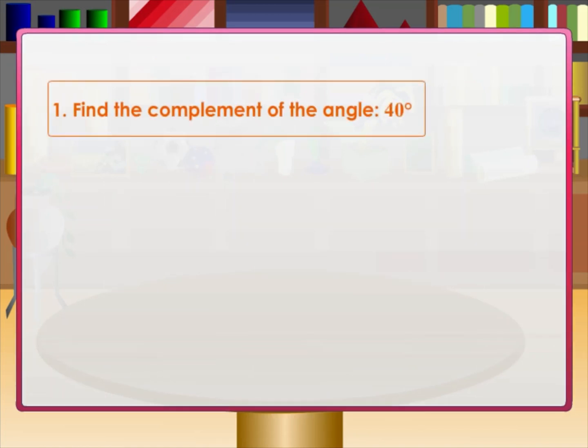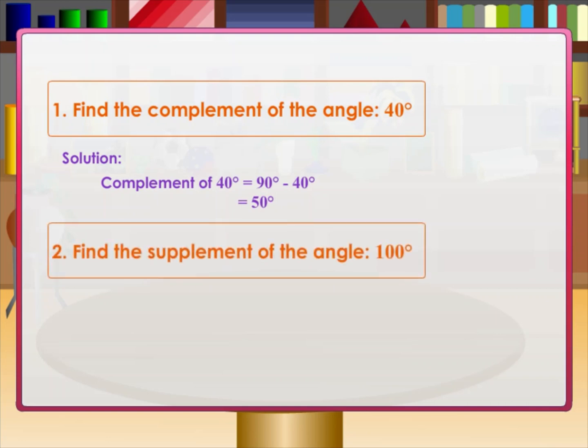Find the complement of angle 40 degree. The complement of 40 degrees is equal to 90 degree minus 40 degree. We get complement of 40 degrees equal to 50 degree. Find the supplement of the angle 100 degree. The supplement of 100 degree is equal to 180 degree minus 100 degree. That is, the supplement of 100 degree is equal to 80 degree.